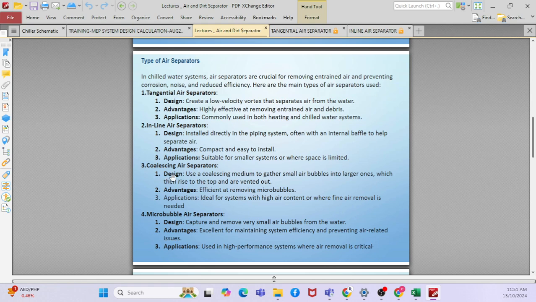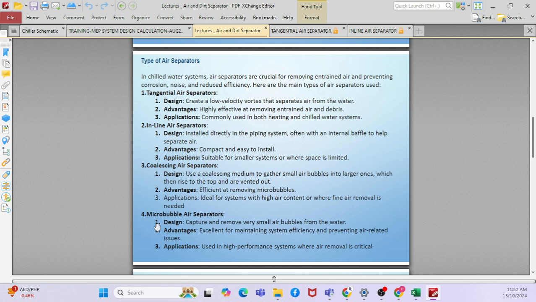There is another one, it's not another type, it is one of the mediums: the coalescing air separator. It can come into the tangential or into the inline separator. The coalescing medium gathers small air bubbles into larger ones. It collects all the air bubbles into a bigger one, then releases it through the vent on top. It is efficient at removing micro bubbles.